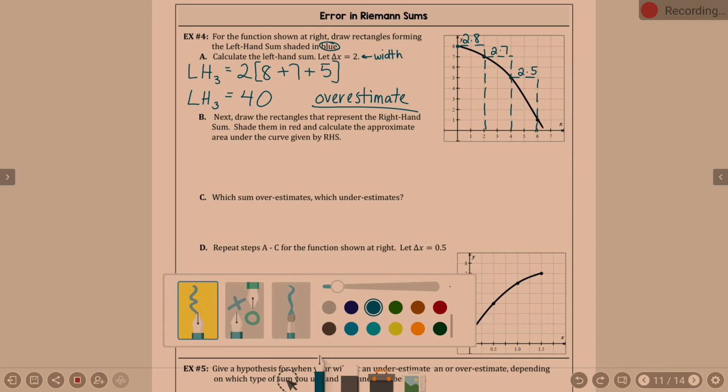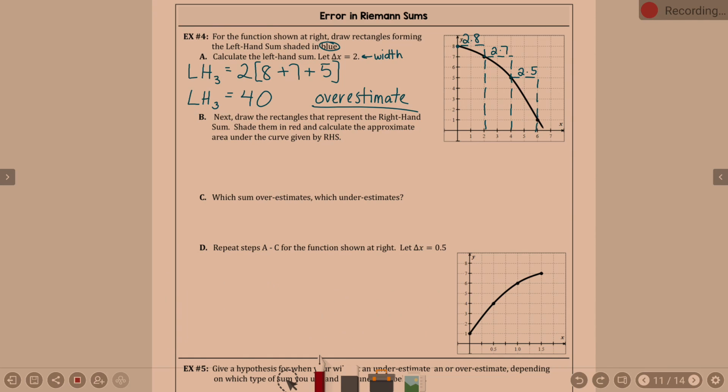Next, draw the rectangles that represent the right-hand sum, shade them in red, and calculate the approximate area under the curve given the right hand. Now, with the right hand, is there a rectangle I draw from here? No, because that needs to be a right-hand edge, and I can't go this way, can I? So we're not going to use that point this time. What about this one? Can I draw something with a right-hand edge? Yeah, we draw over to 7.